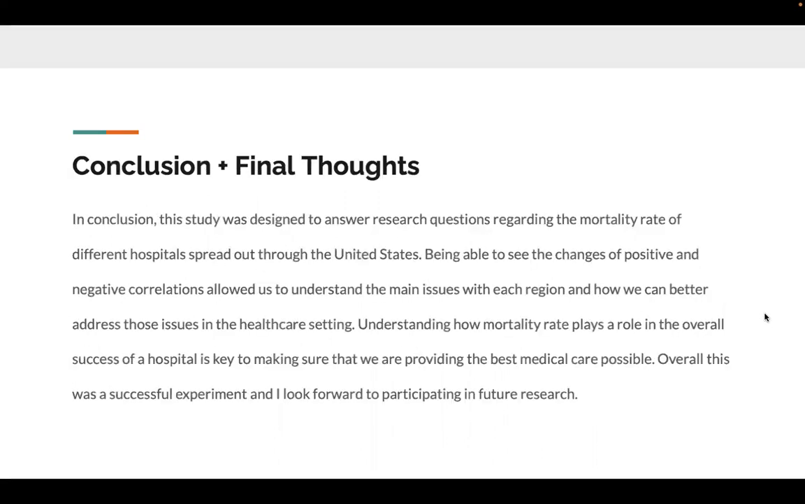My conclusion and final thoughts, this study was designed to answer research questions regarding the mortality rate of different hospitals spread throughout the United States and how that affected other quality outcomes. Being able to see the changes of positive and negative correlations allowed us to understand the main issues with each region and how we can better address those issues in the healthcare setting. Understanding how mortality rate and other rates play a role in overall success of a hospital is key to making sure that we're providing the best medical care possible.